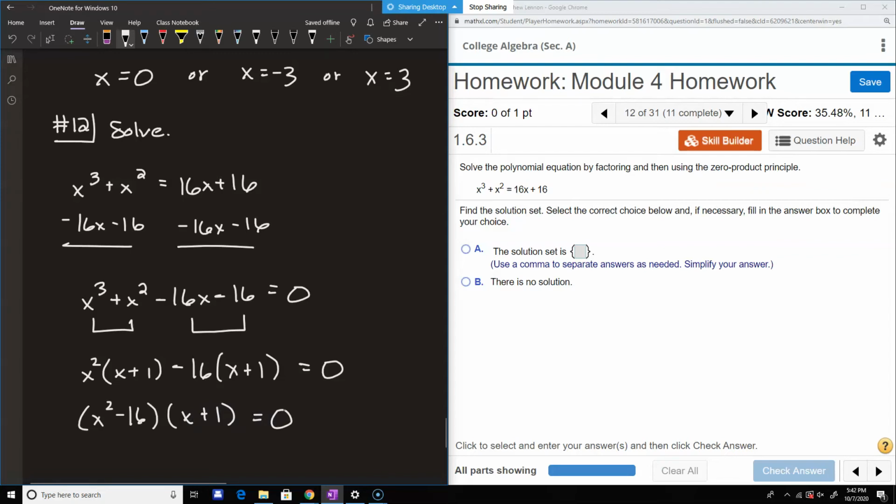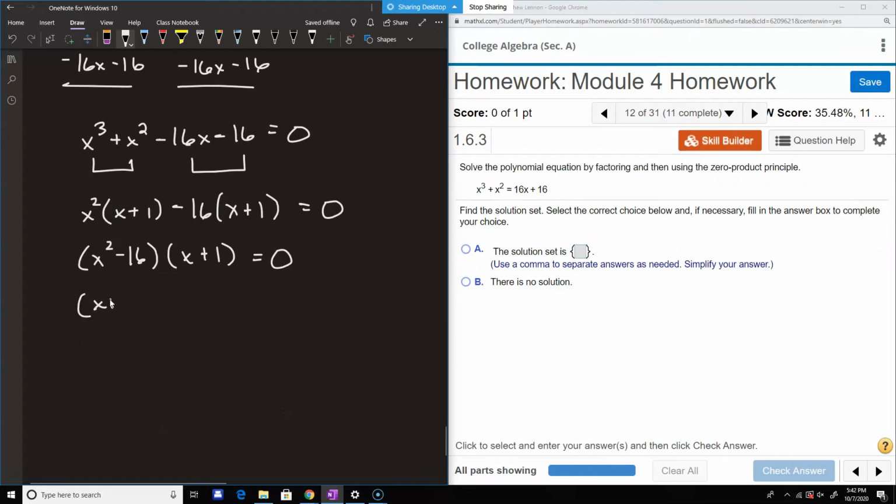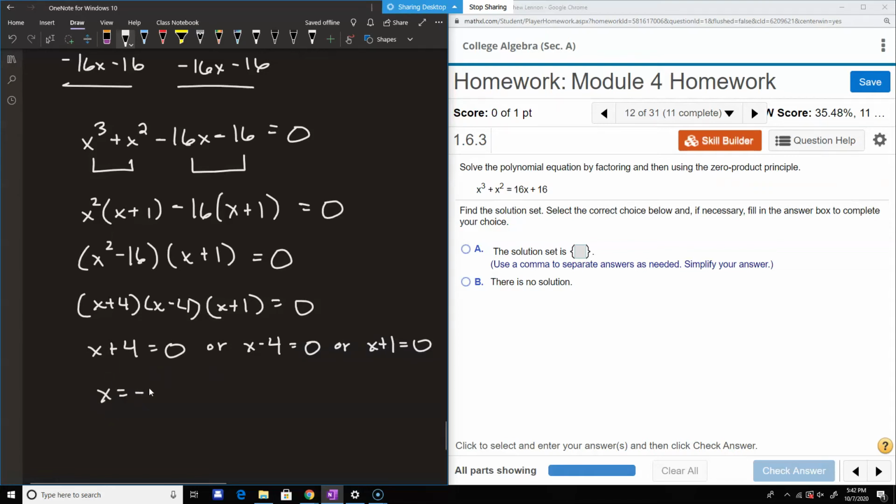And one more step to finish this one. The x squared minus 16 is a difference of squares, so that can be factored into x plus 4 times x minus 4. So x plus 4 equals 0, or x minus 4 equals 0, or x plus 1 equals 0. So I get x equals negative 4, or x equals positive 4, or x equals minus 1. So those are the three answers there.